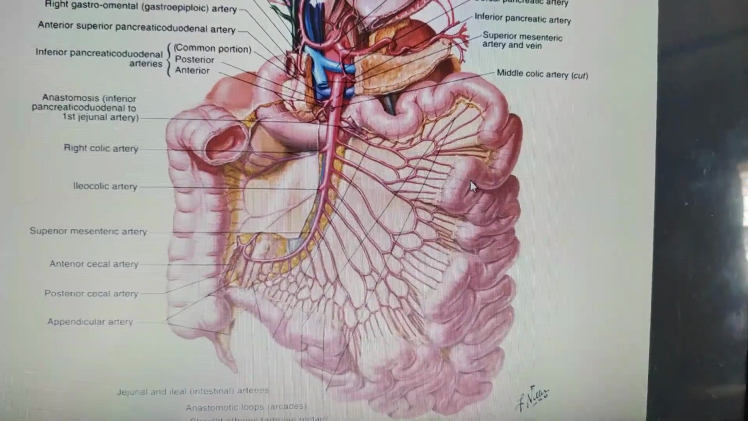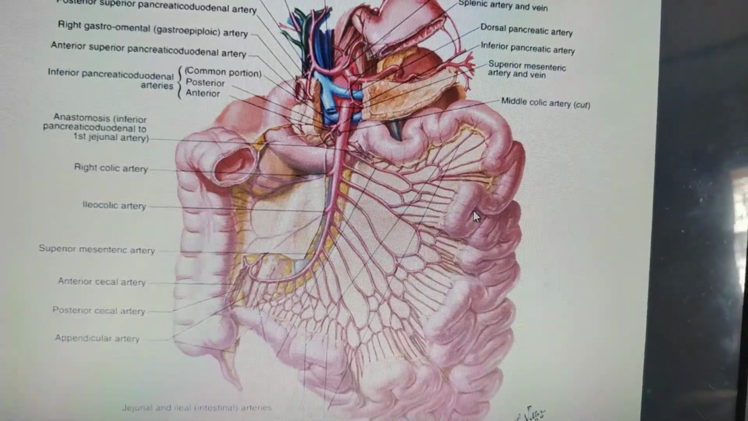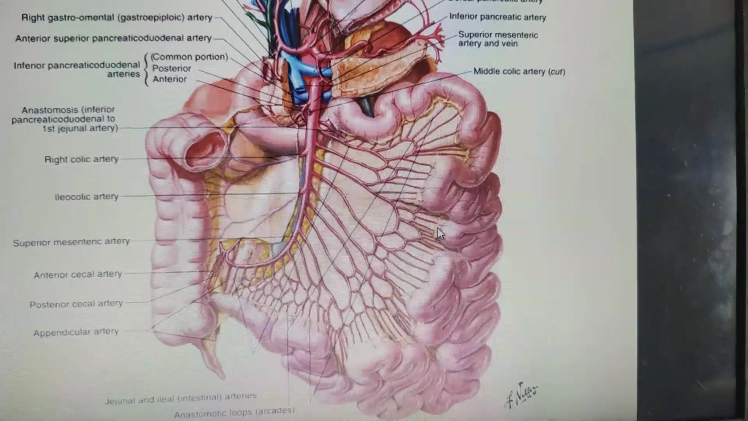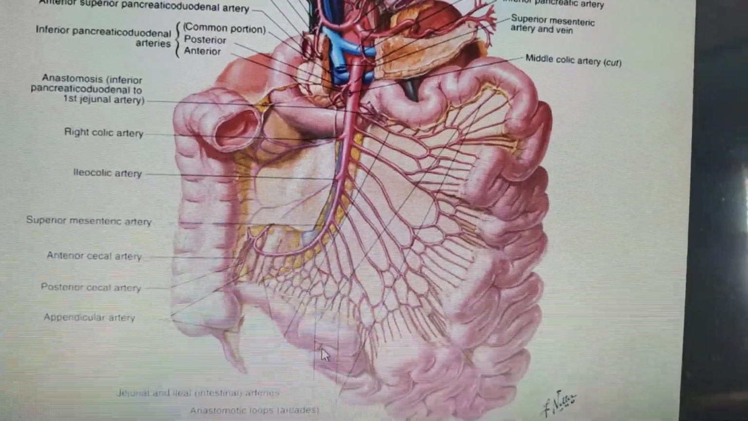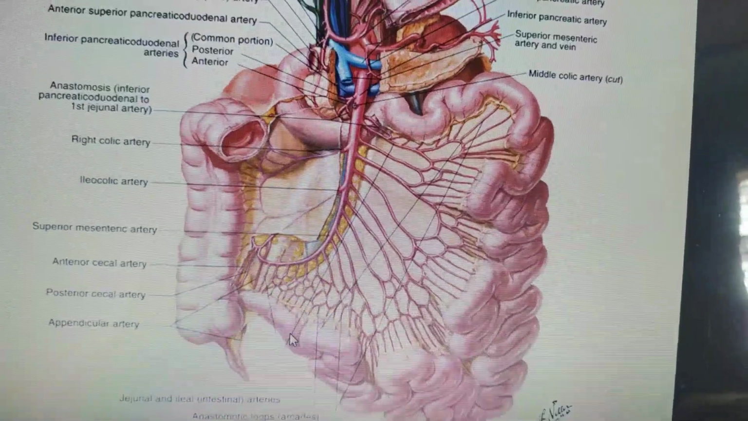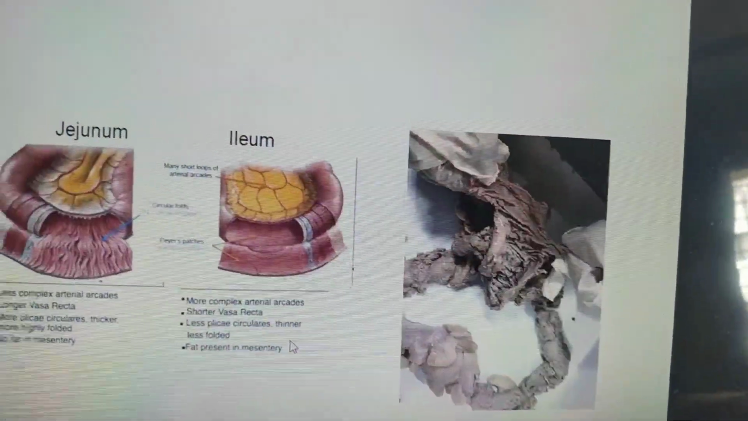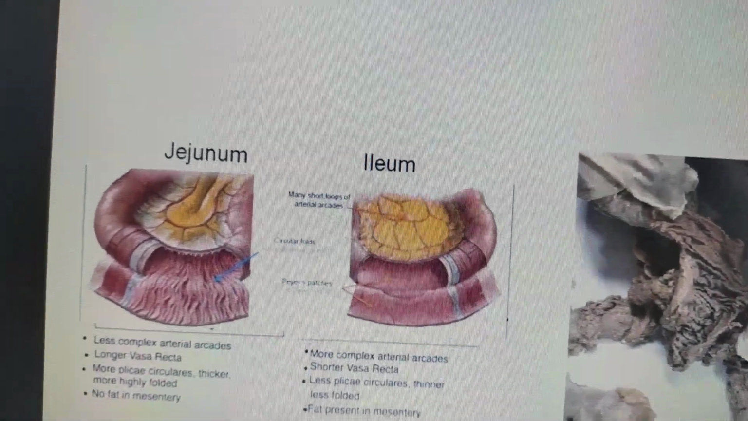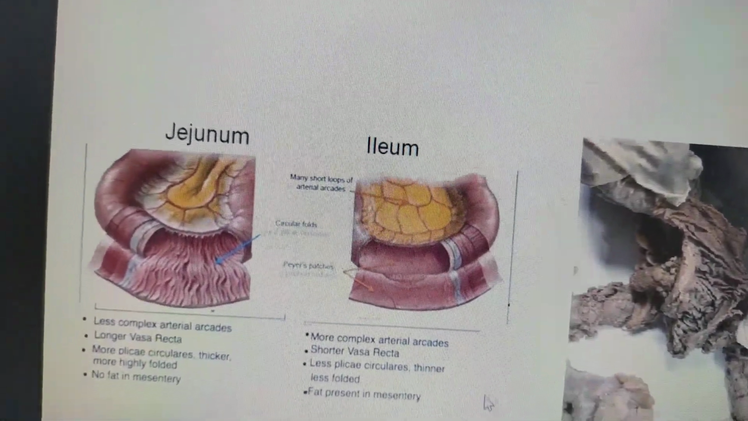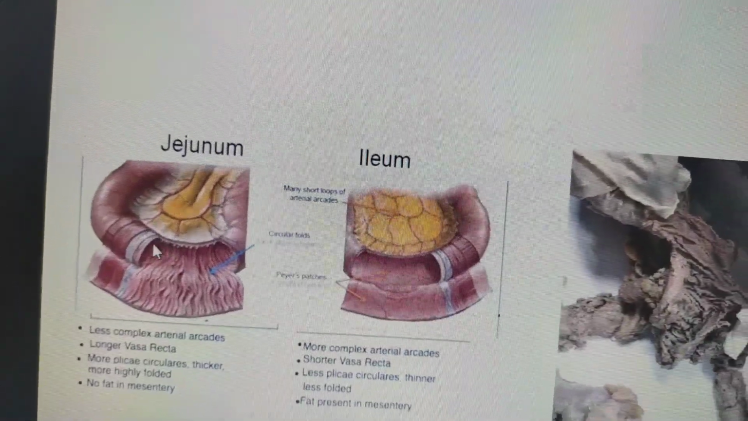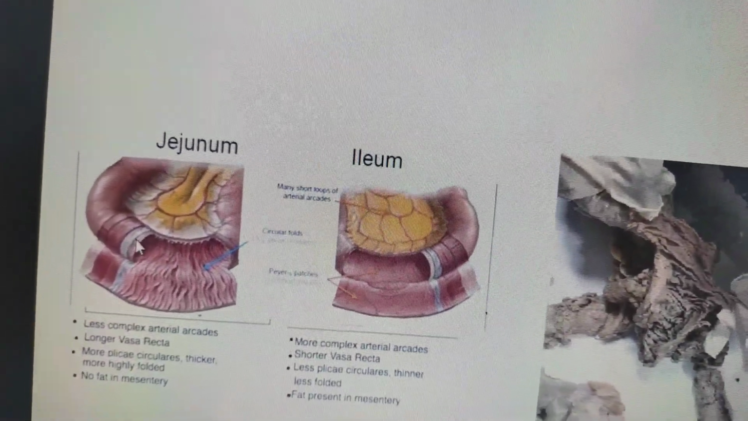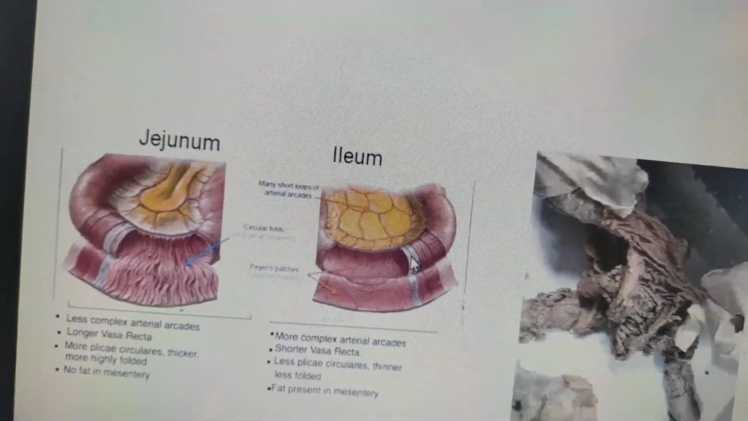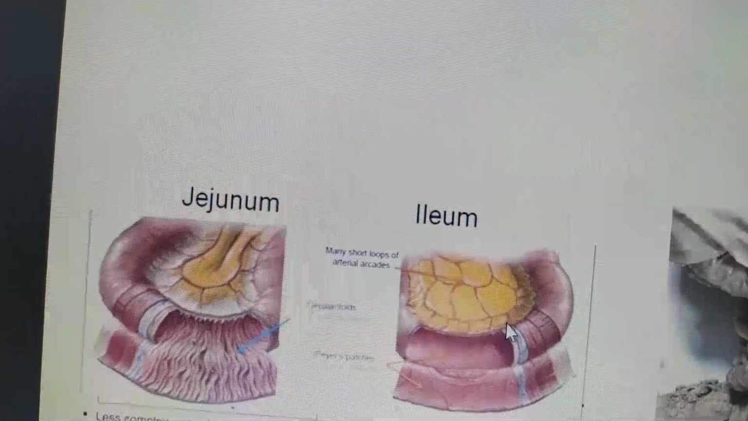The jejunum is situated in the left and upper part of the intestinal area, while the ileum is situated in the lower and right part of the intestinal area. In this image you can see this is the jejunum and this one is the ileum. The wall of the jejunum is thicker and more vascular compared to the wall of the ileum, which is thin and less vascular.